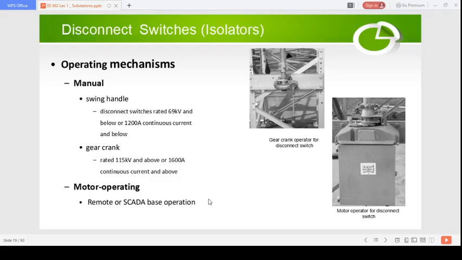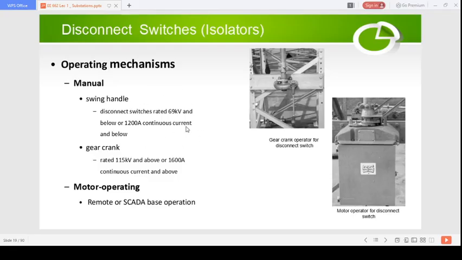These disconnectors can be operated with different mechanisms, as I said earlier. There is manual operation as well as motorized operation. In the manual operation, you have this swing handle operation, which is basically used to operate disconnect switches rated 69 kV or below, or carrying a current of 1200 ampere or below.